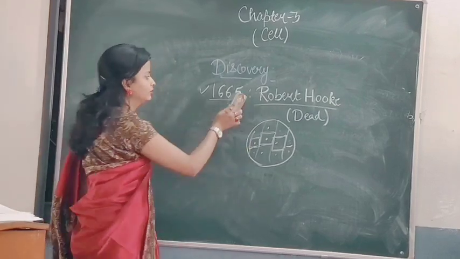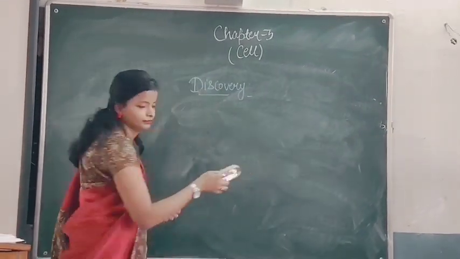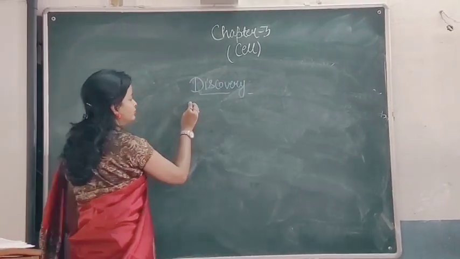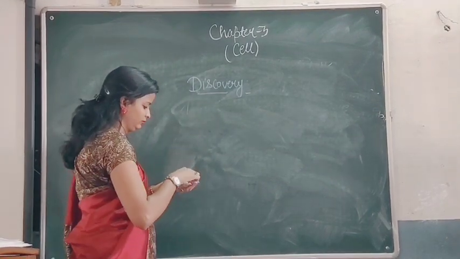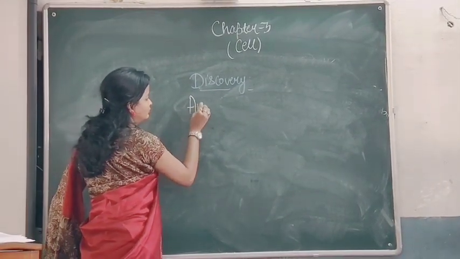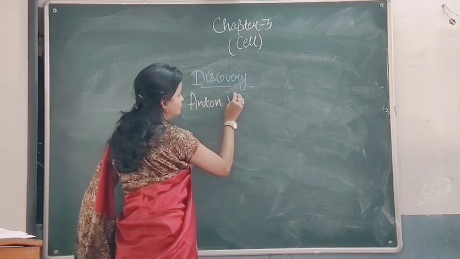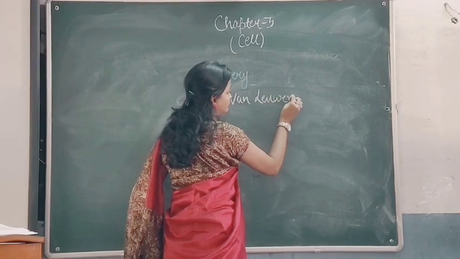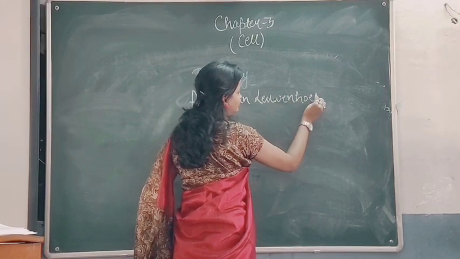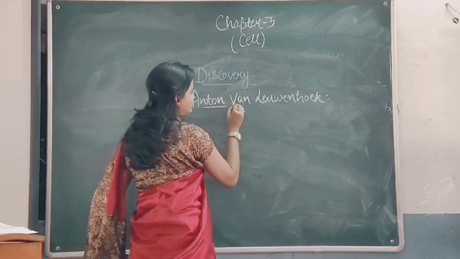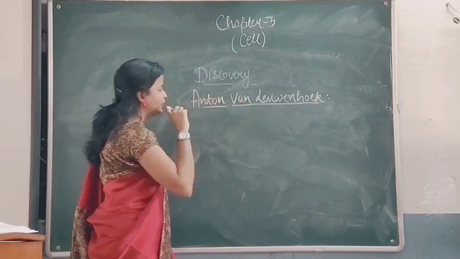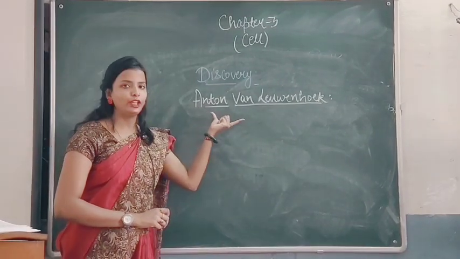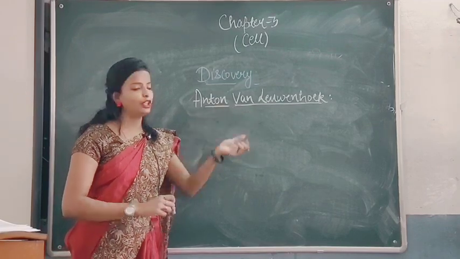Then the second scientist is Anton van Leeuwenhoek. In some books it's given Antony van Leeuwenhoek, and in some books it is given Anton van Leeuwenhoek.